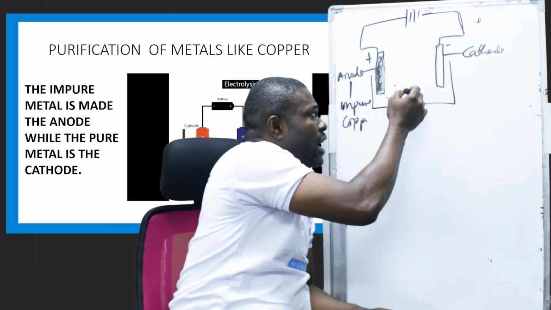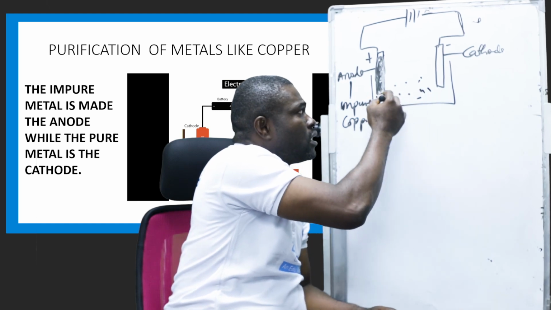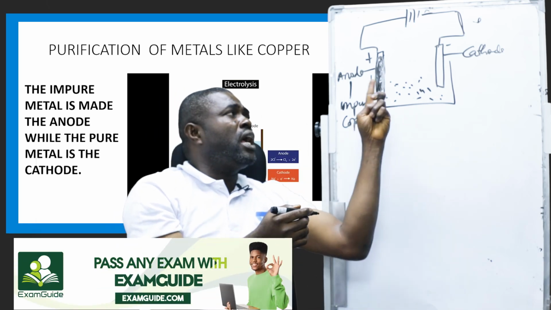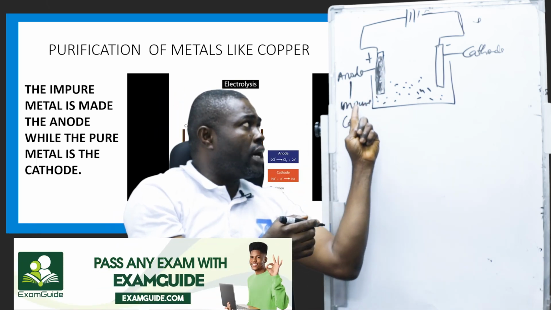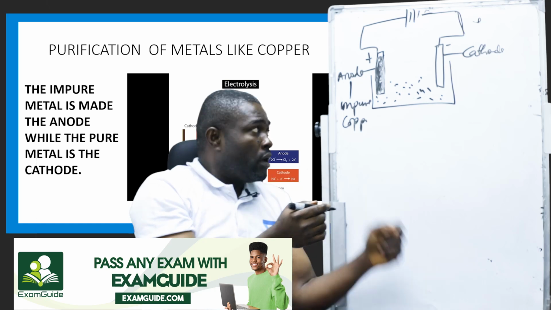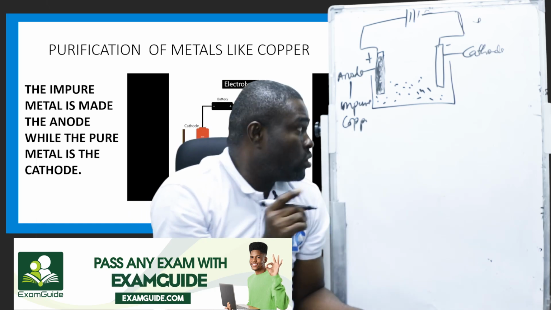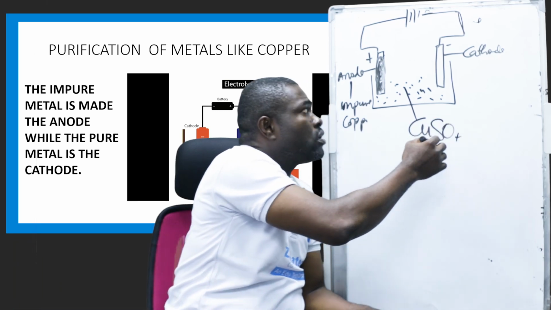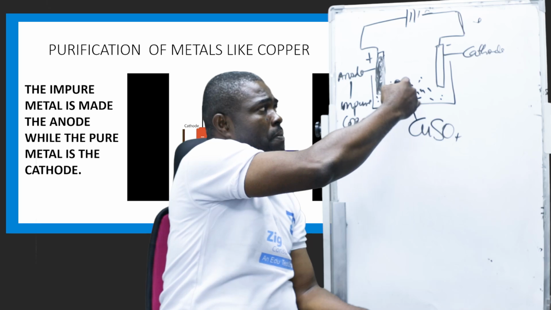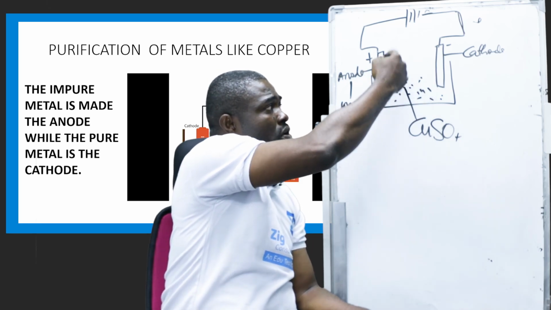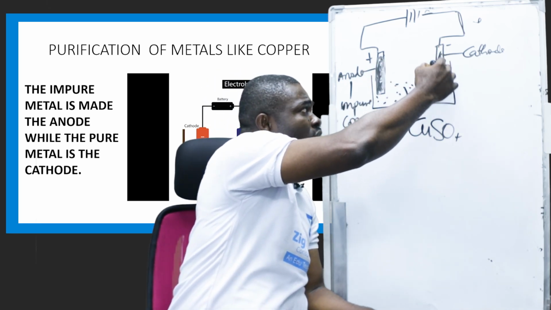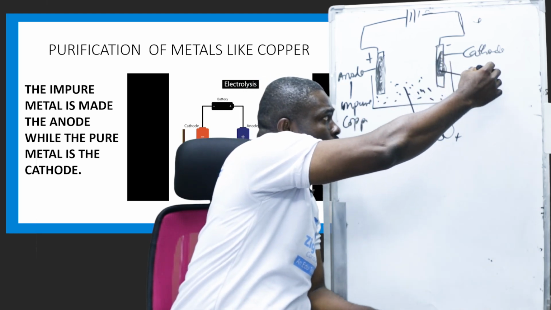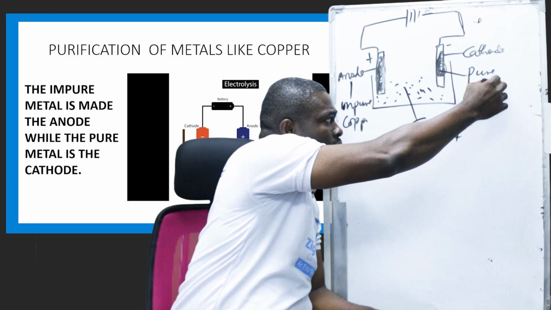What happens at the electrolyte? Take note of this. The electrolyte must be a sort of this element here, but that must be a soluble one. So here can be copper sulfate solution. After the electrolysis, the pure copper will now be deposited at the cathode. So here now is the pure copper.